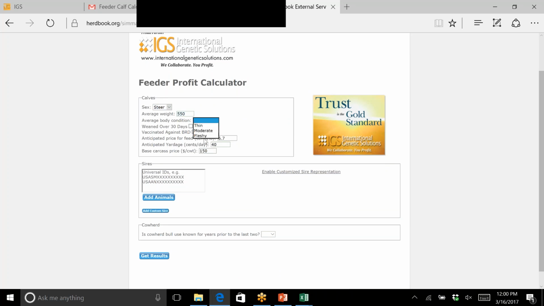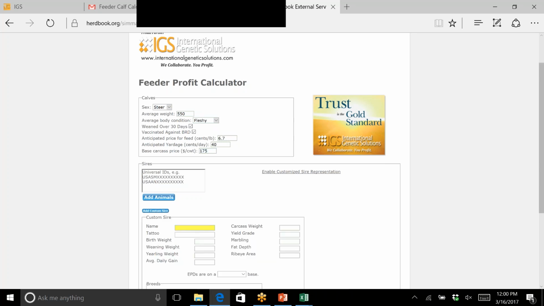So, anyway, I think we'd used a fleshy one in that previous example, so we'll leave it the same. And I think we're at about 175. Again, you're going to get to see me walk back through this one time. I apologize for that.